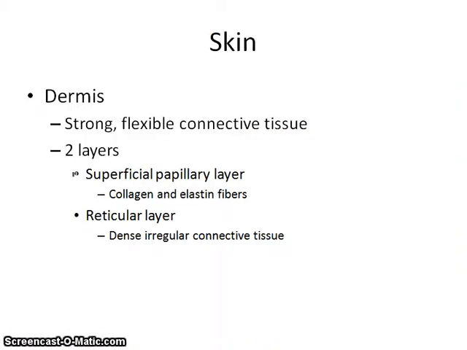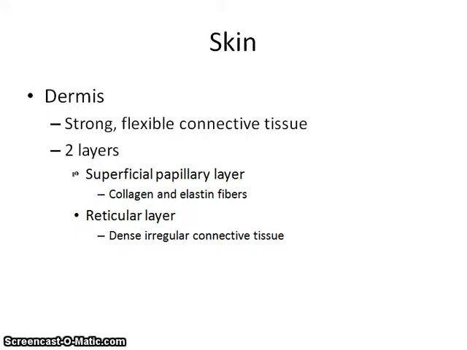The dermis is very strong, flexible. It is a connective tissue, not epithelial, connective. And it has two layers within itself. The superficial papillary layer is all collagen and elastin fibers, so it's a little more flexible. The reticular layer is dense, irregular connective tissue. And another example of dense connective was tendons. So if you think of how tough a tendon is, that's how tough this reticular layer is.